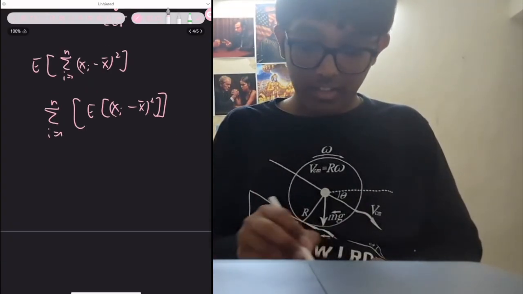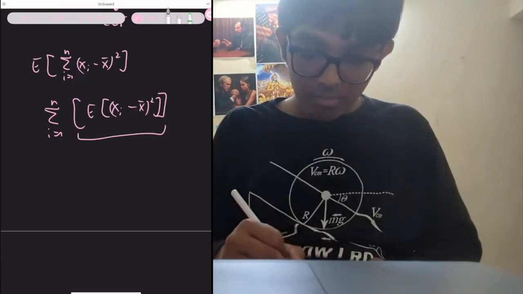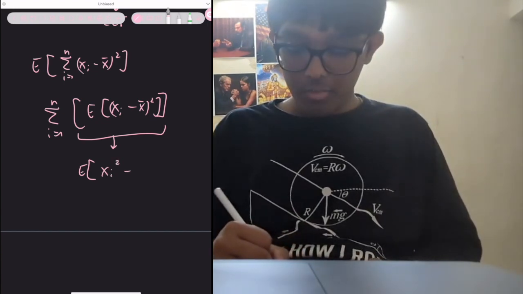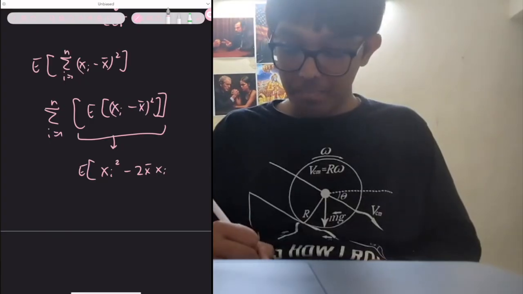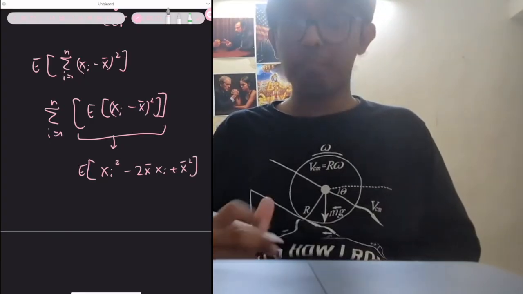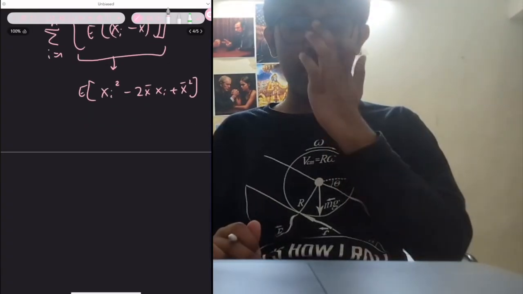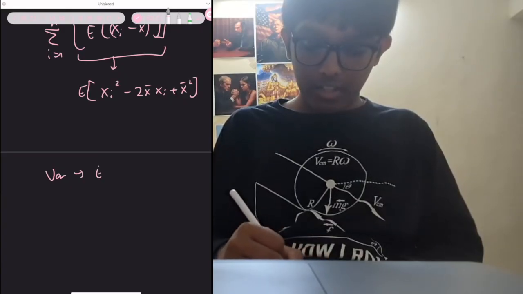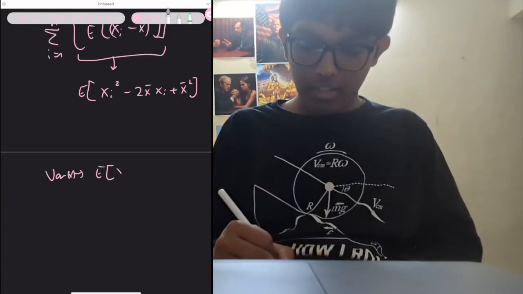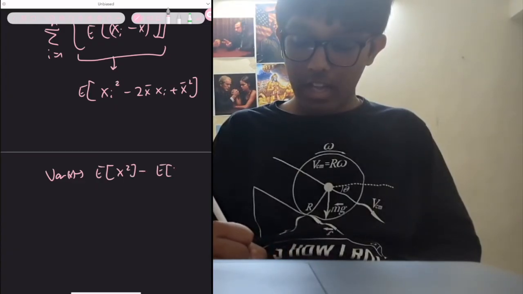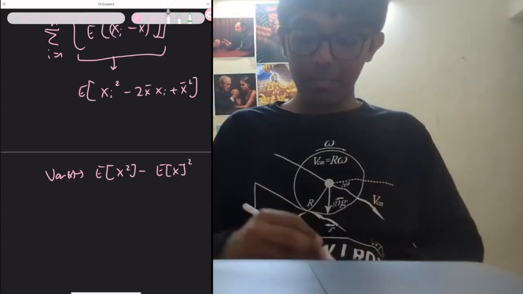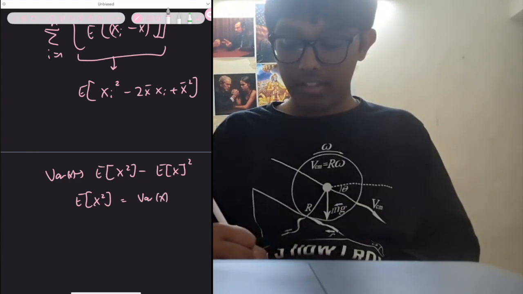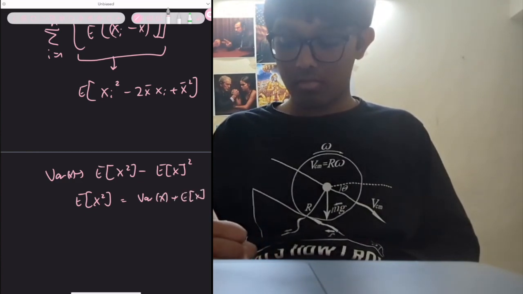Okay, so let's just ignore this for now. How do we expand this? That would be the expectation of xi square minus 2 x bar xi plus x bar whole square. Since the variance of x is defined as the expectation of x square minus the expectation of x whole square, the expectation of x square is equal to the variance of x plus the expectation of x whole square.